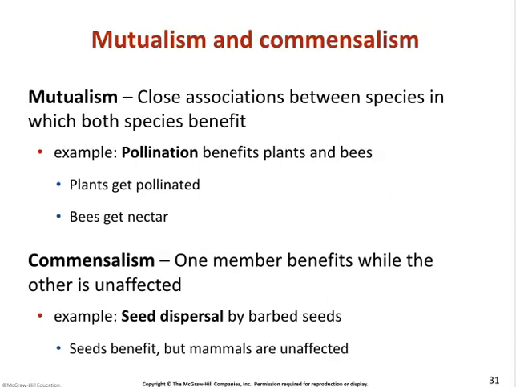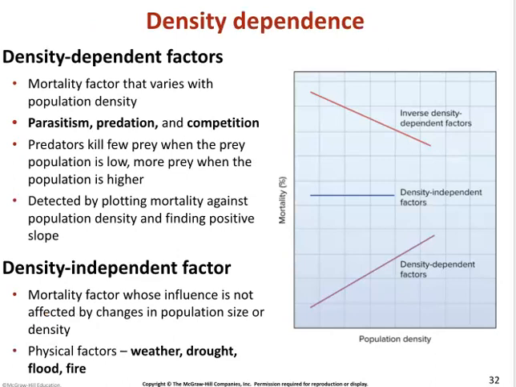Commensalism, only one member benefits, but the other organism is not affected at all. This would be seed dispersal, right? Mammals, their fur attracts these barbed seeds. It doesn't hurt the mammal at all. It's just their hair attracts it, and then it gets dropped somewhere else. So the mammal has no greater fitness, no negative fitness, but the seeds get dispersed further. So that's commensalism.